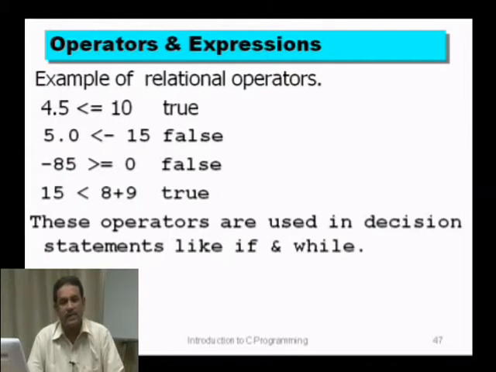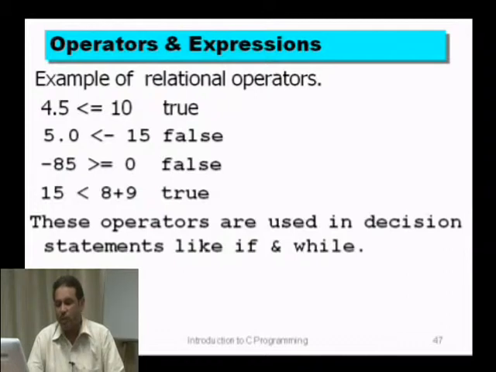Then minus 85 greater than or equal to 0. It is not greater, so it is false again. Then 15 less than 8 plus 9. Here 8 plus 9 is again an expression, and the sum will be performed. So 15 is less than 17, and that is true.